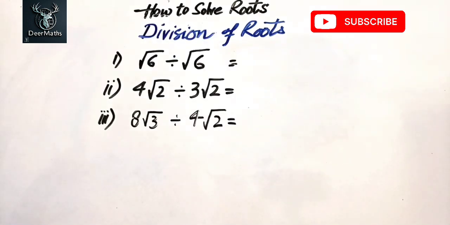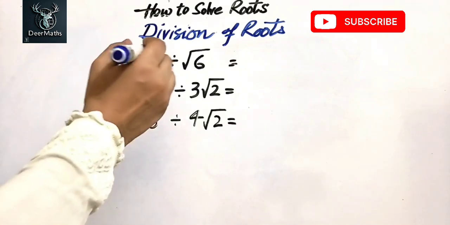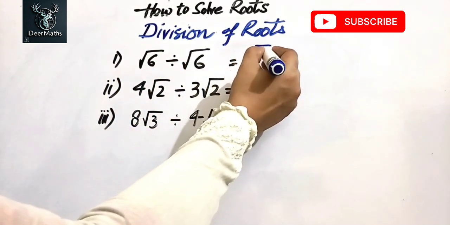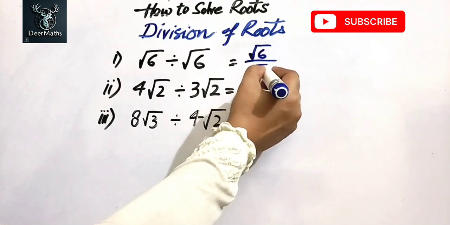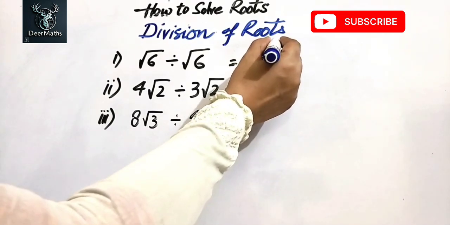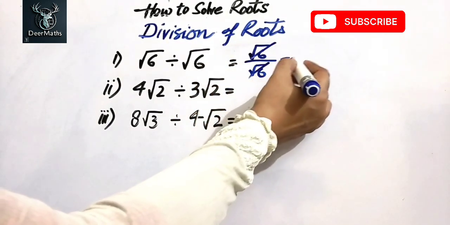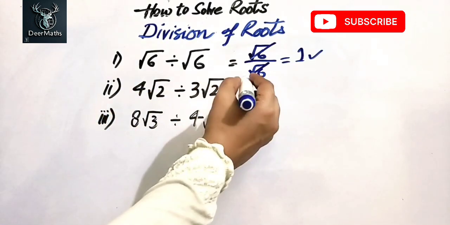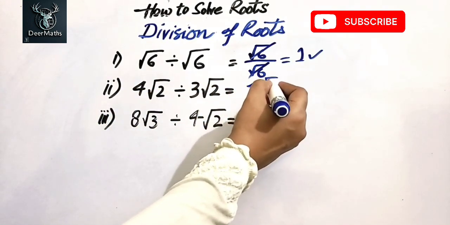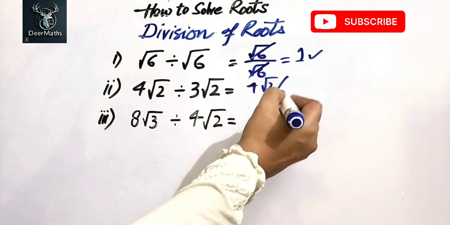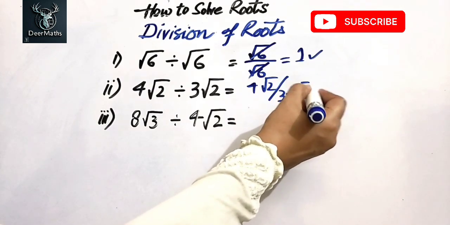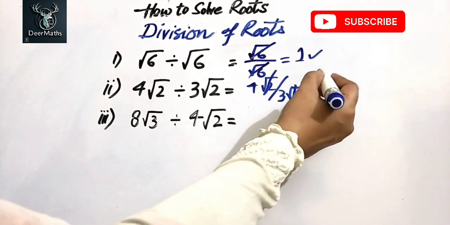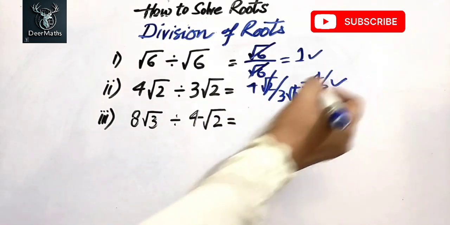So now the division of root, how can we divide the roots? So under root 6 divided by under root 6, we can write under root 6 divided by under root 6. So cancel the under root 6 with under root 6, we get the answer, that is 1. So simple. And 4 under root 2 divided by 3 under root 2. Okay, so under root 2 is divided by under root 2, 4 upon 3 is remaining. So 4 upon 3 is our answer.